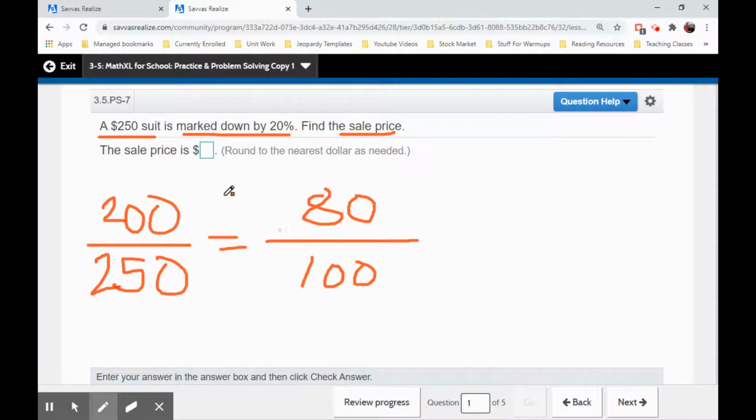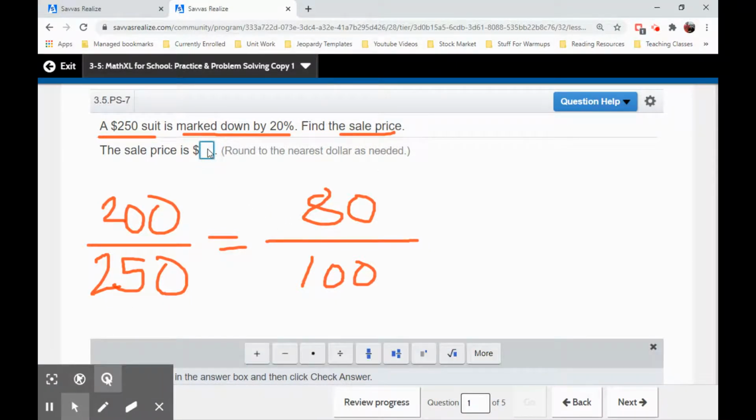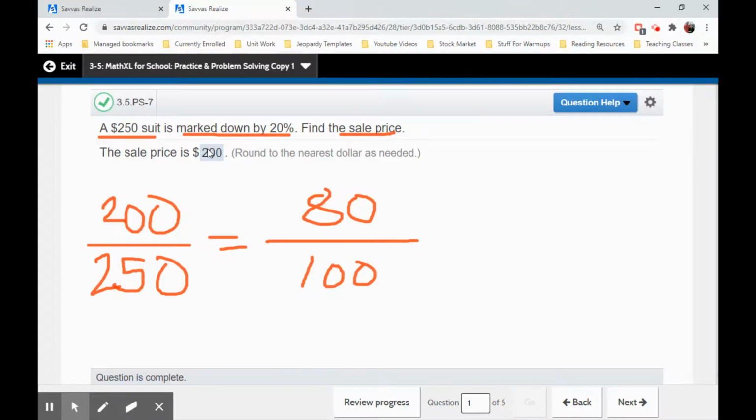So the item is on sale, and we check to make sure. It says round to the nearest dollar as needed. We don't need to round here. We see that it's a nice whole number. Okay, and we get $200. And the sale price is this. It didn't ask me how much was off the item. If it had said how much do people save by buying it on sale, we can see what the difference between the original price and the sale price was, and we could have put in $50. But they didn't ask for that. They want the sale price.